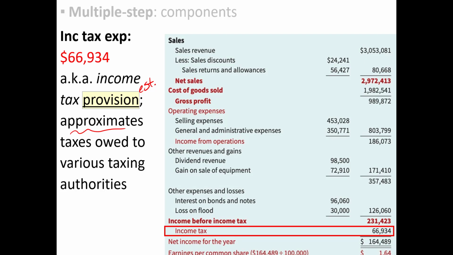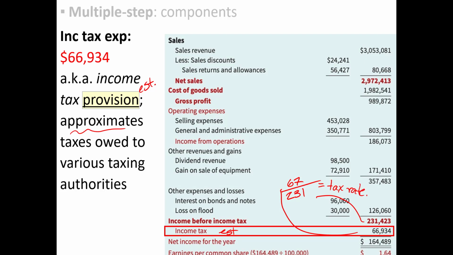So when we make a provision, we're simply saying this is an estimated amount of tax that we have to pay on what? Our income before tax. So by showing income before income tax and then showing income tax right after that, what you can do is determine, hey, what is the tax rate? Take the 66, or we'll call it roughly about 67,000 in tax, and divide that by the 231, roughly about 231, to determine the effective tax rate.